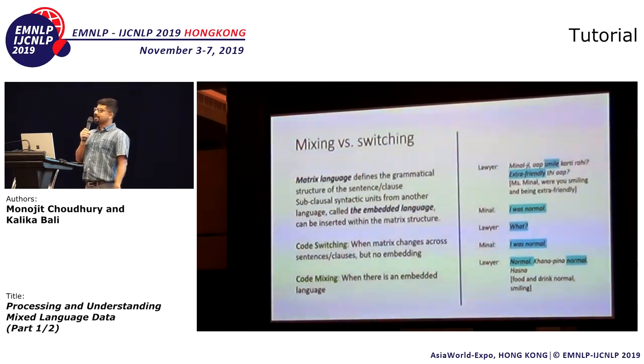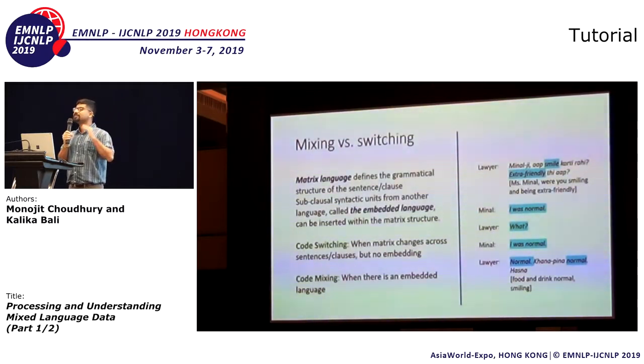Now, code switching is defined as a case where the matrix language changes between clauses or sentences, but there need not be any embedding. Most of the time they assume there is no embedded language, but it's all pure single language, but the matrix keeps changing. So that particular language keeps changing. Whereas code mixing is where there is an embedded language also.